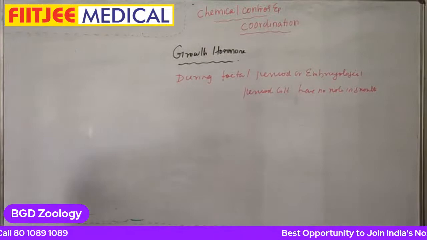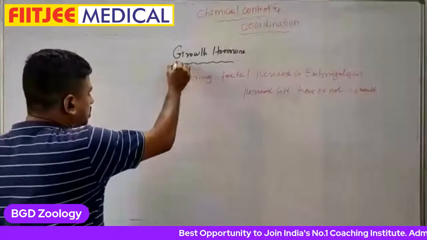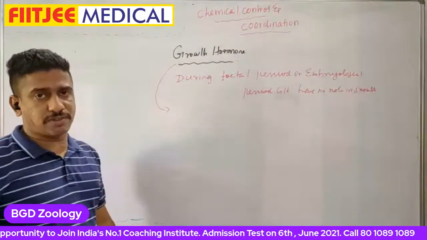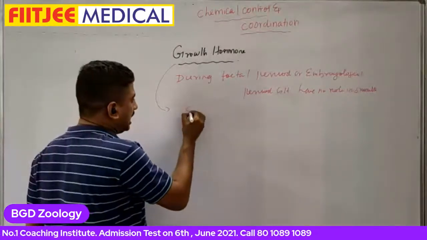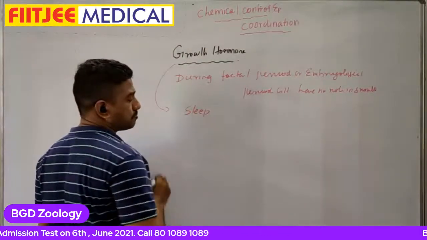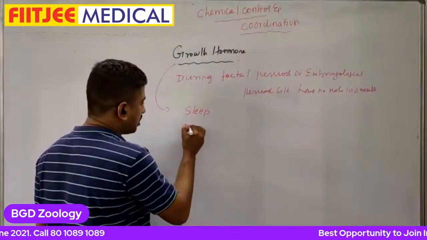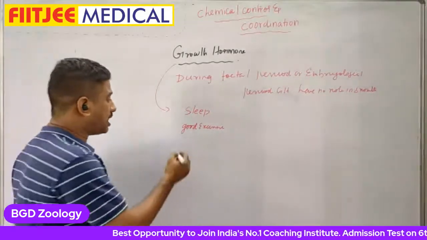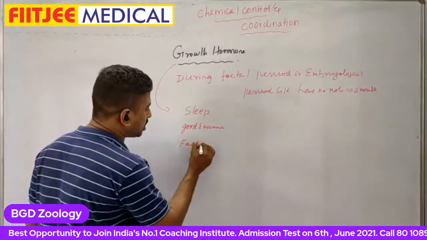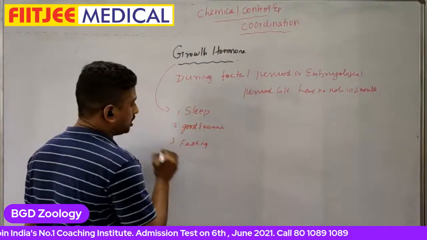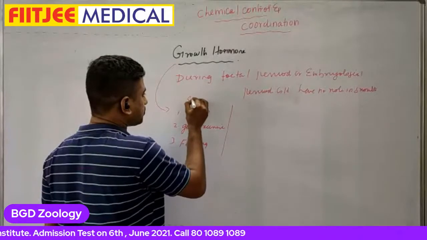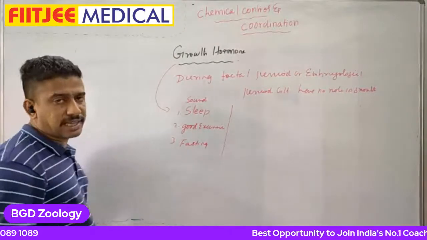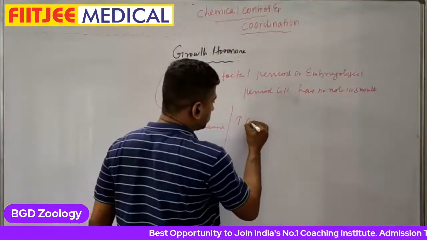Now, I already told many other points. How can we increase the growth hormone? Growth hormone will increase in many situations. If you get a good sleep, the growth hormone will increase. If you do good exercise, growth hormone will increase. If you do fasting, that time also the growth hormone will increase. So number 1, 2, 3: sound sleep, good exercise, and fasting will increase the growth hormone.